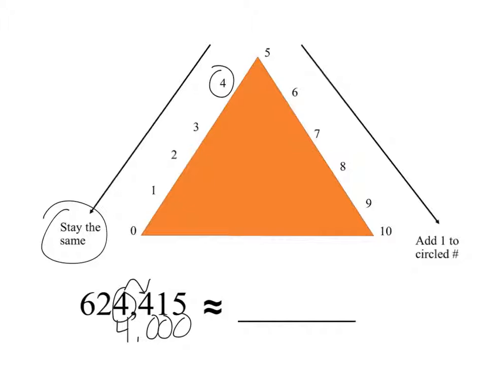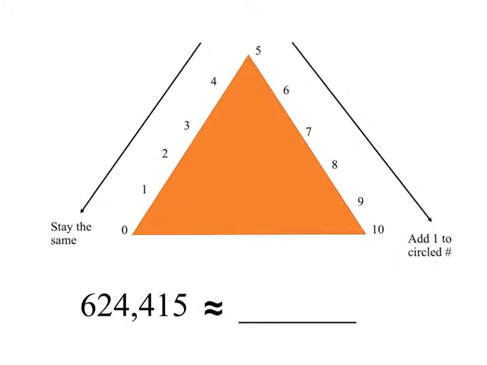624,415 is approximately 4,000. That doesn't make sense at all. Really, what I'm trying to say is 624,415 is close to, or about, or approximately 624,000. So I fill that in my blank right here, and this statement is true here. 624,415 is close to, or about, or approximately 624,000. Let's try another one.